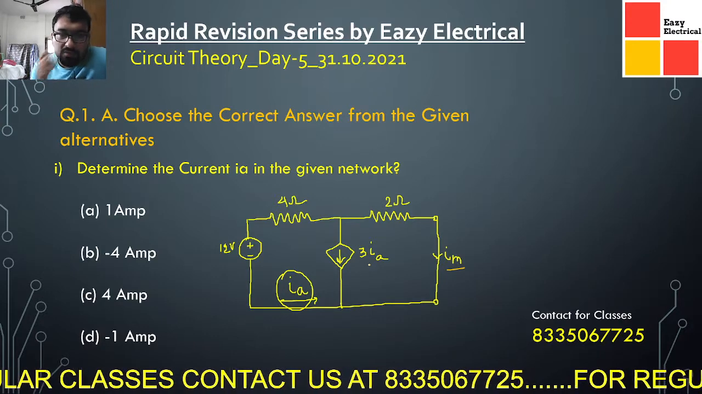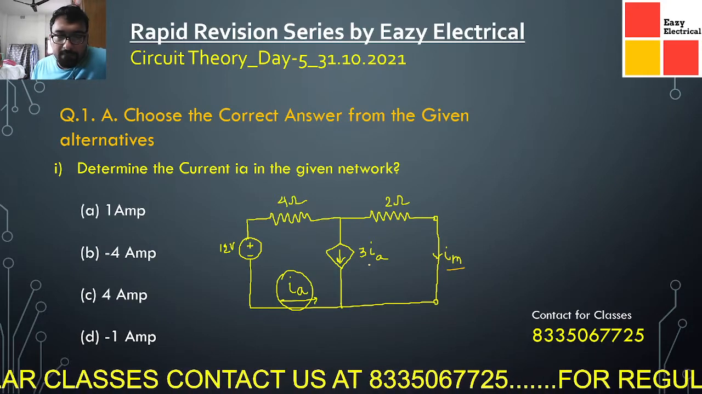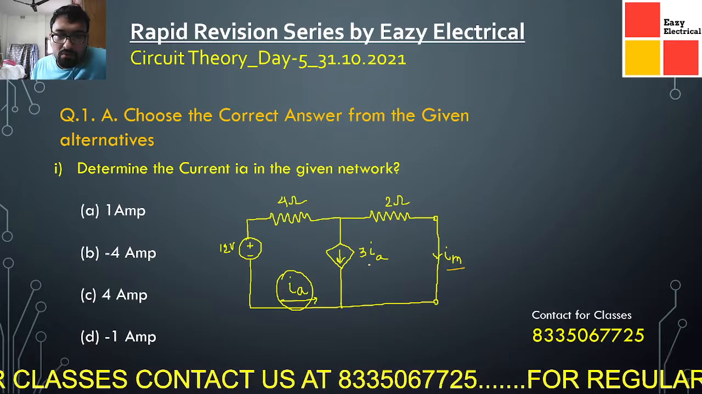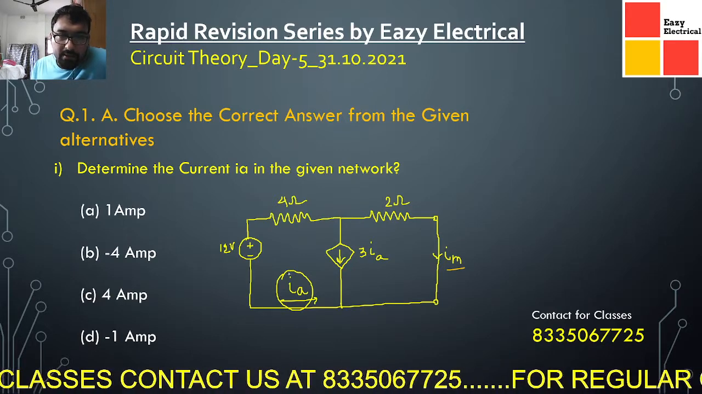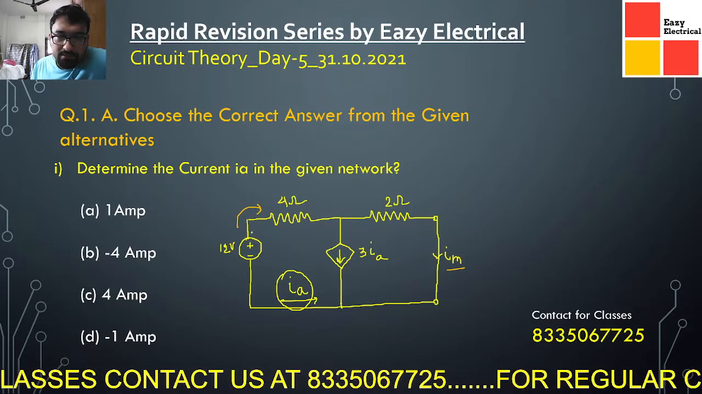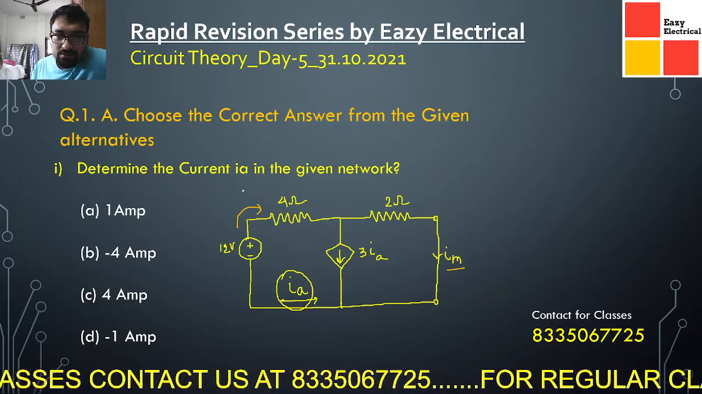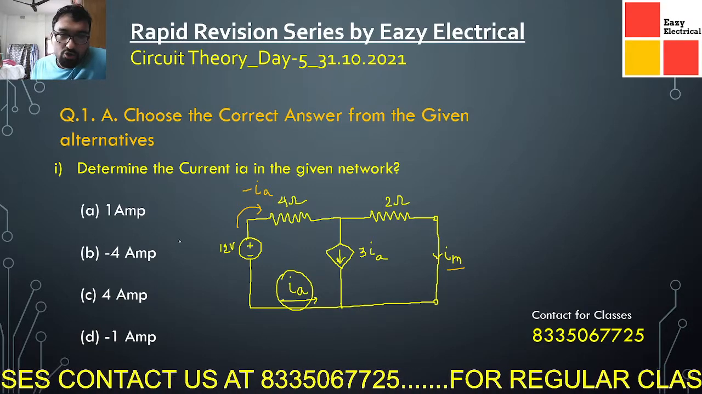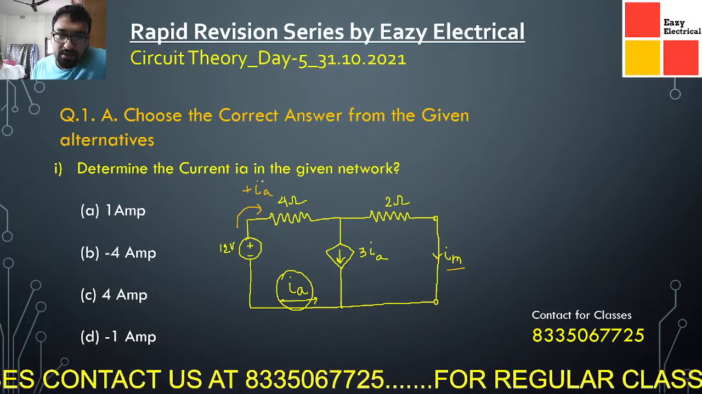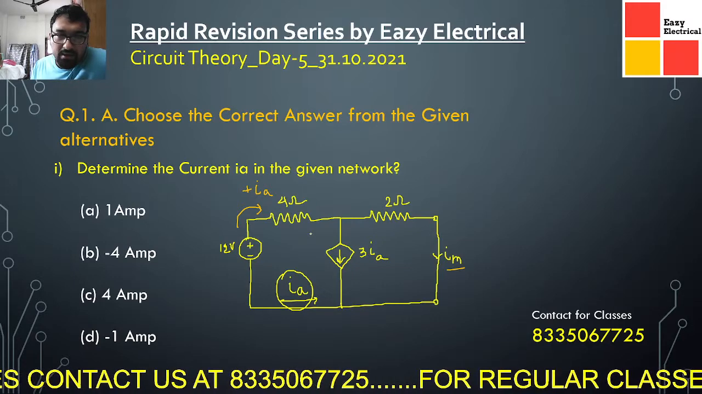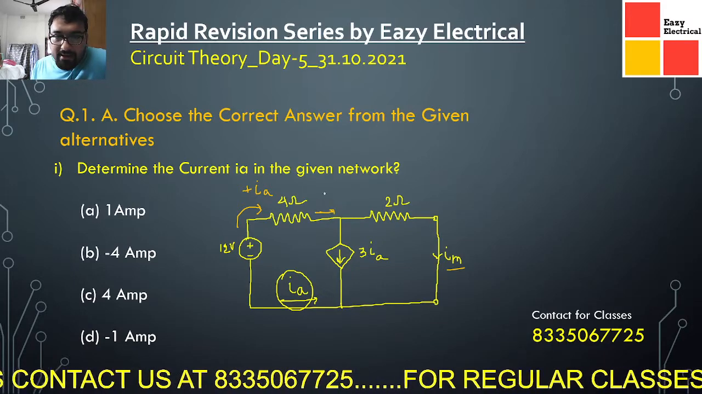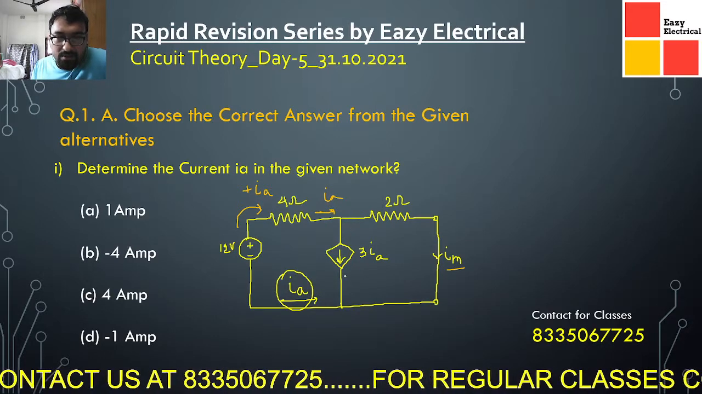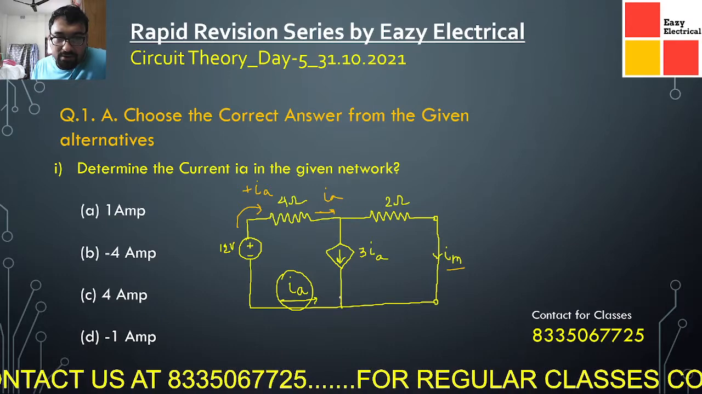Now how can we calculate this? In this direction some current is going, in this direction I current is going, and minus IA current will be going in this direction. I'm trying to get the total current I. Here IA current is going, and 3IA amount of current is going in this direction.